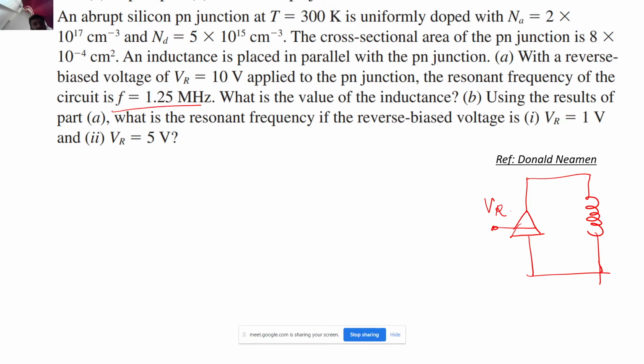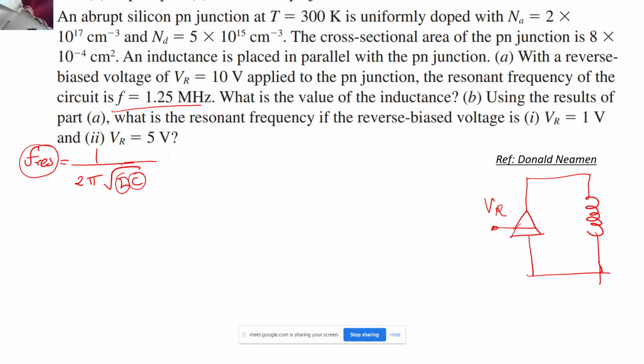So how can we approach the question? For any LC circuit, you must know that the F resonant will be 1 upon 2 pi root of LC, correct? Now what has been asked is to find the inductance value. They have given us the F resonance, but we don't know the value of C.